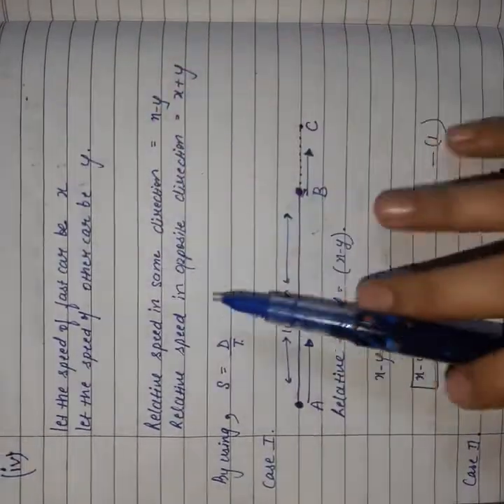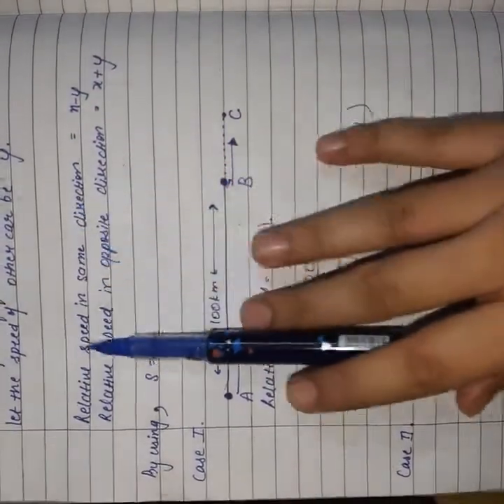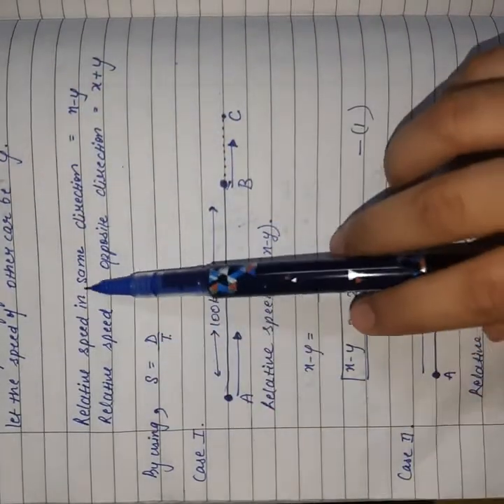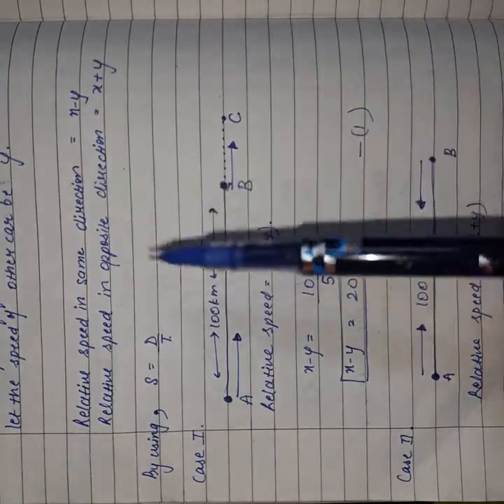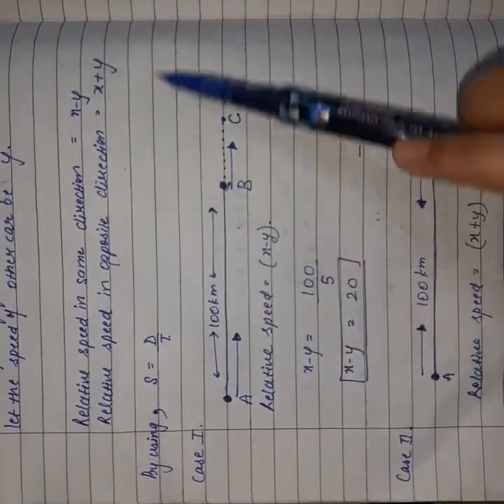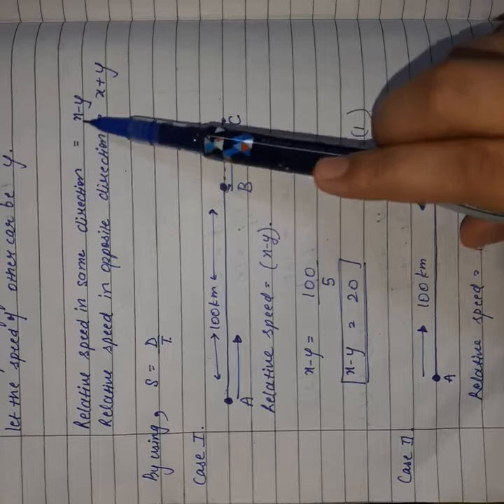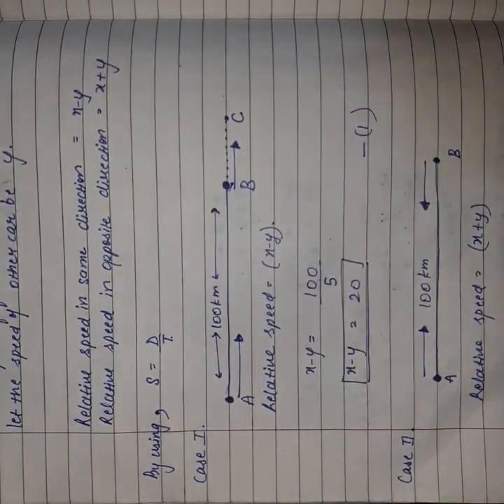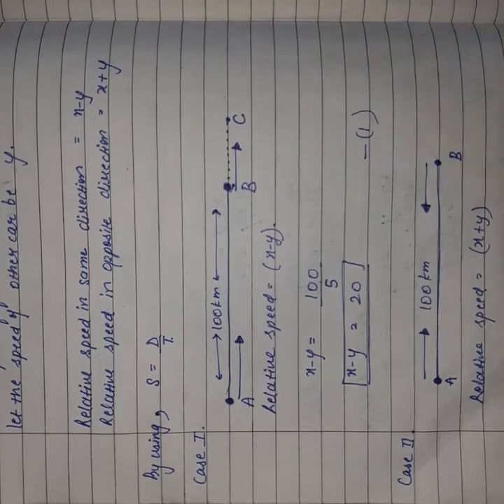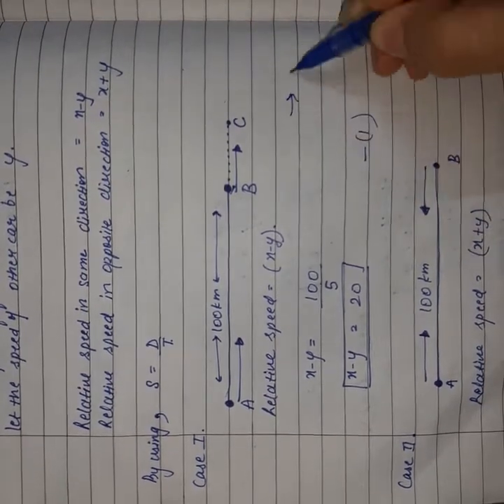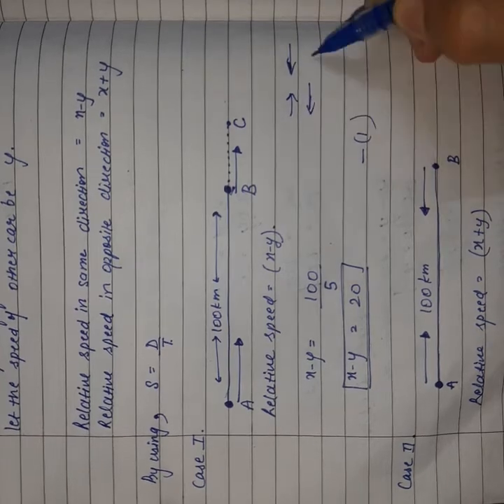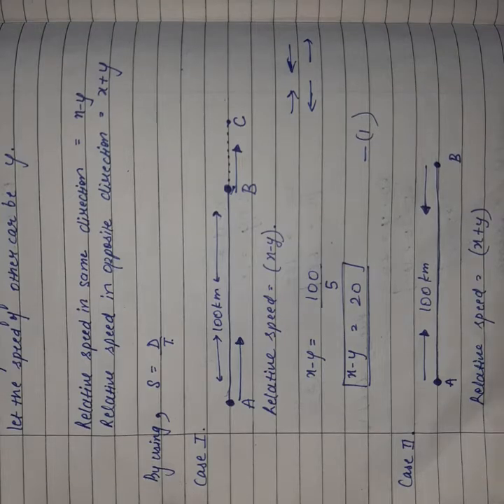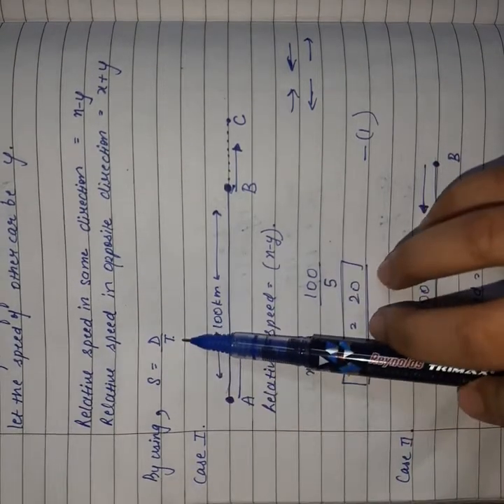Now using the relative speed method which you have used in science, the relative speed for vehicles which move in the same direction is x minus y. And similarly, when they move in opposite directions, like if they are coming towards each other or going away from each other, the speed is x plus y. So what is the formula for speed? Speed is equals to distance upon time.